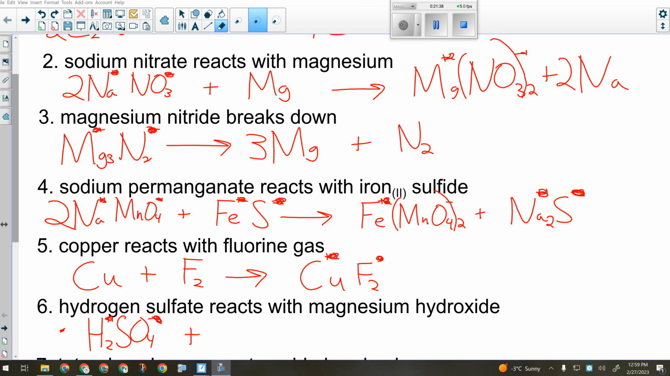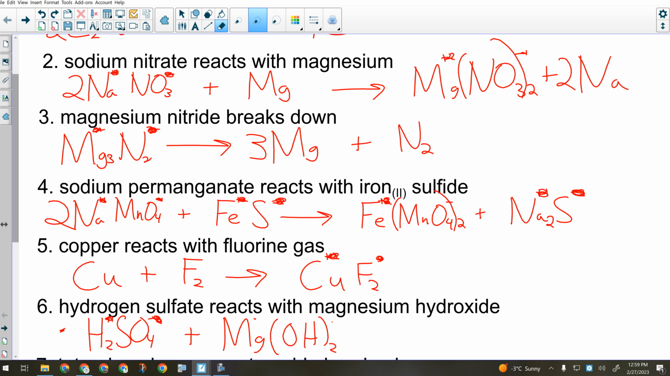All right, it reacts with magnesium hydroxide, so Mg(OH), and that's going to require a 2 because that's a +2 and that's a -1. So we're looking at a double replacement reaction for that one. We're going to swap the metals. That means that hydrogen ends up with hydroxide, and magnesium ends up with sulfate.